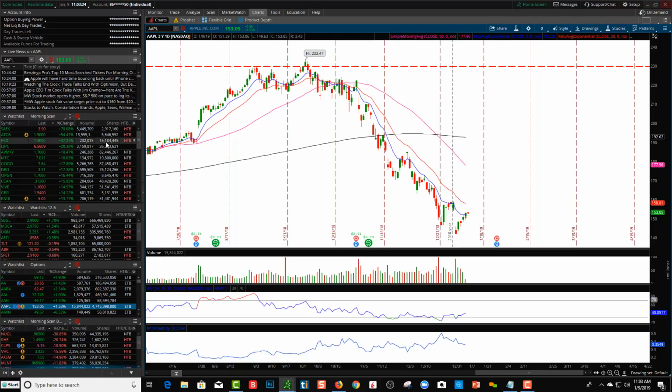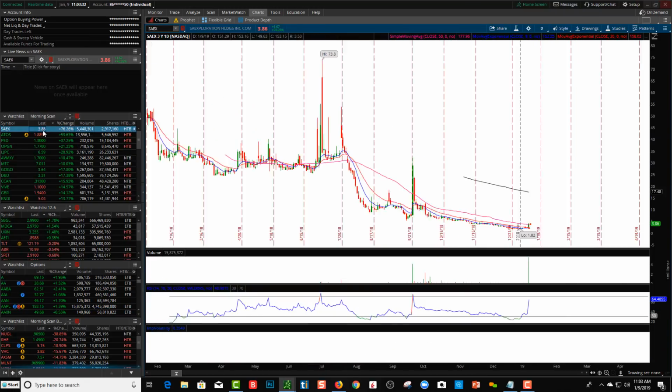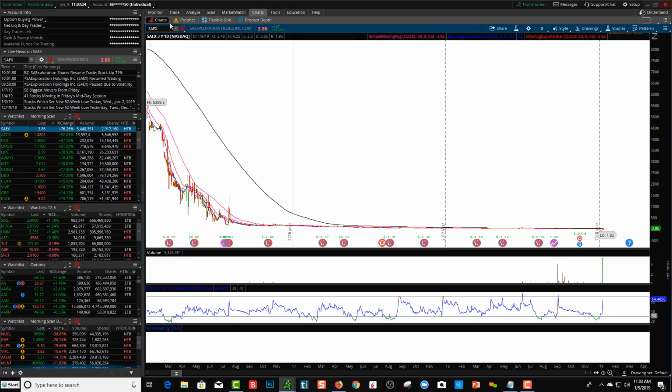So you can see the lower the number, the more low float, the more volatile, the more risky. That's when you'll see a lot more of the pumping and then the dumping. Let's take a look at this stock right here. SAEX, look at this thing. Piece of garbage. It probably was never 5,000 bucks. It's probably lots of reverse splits.